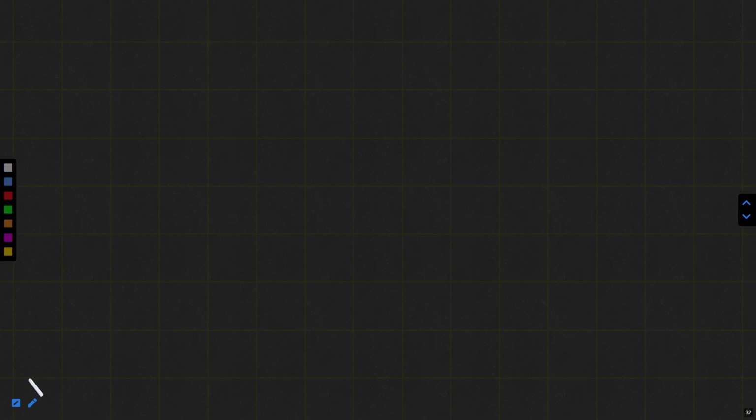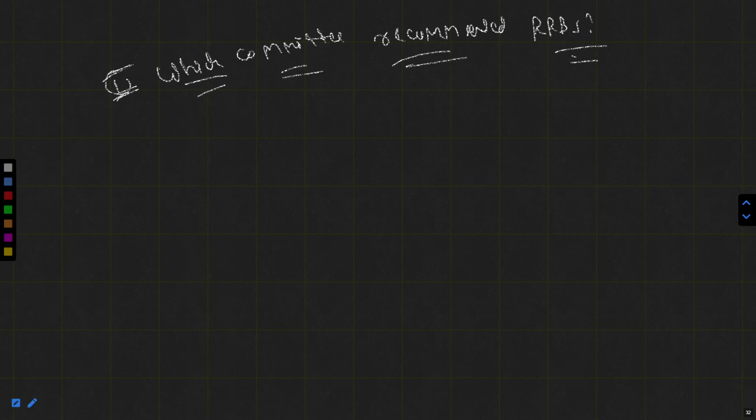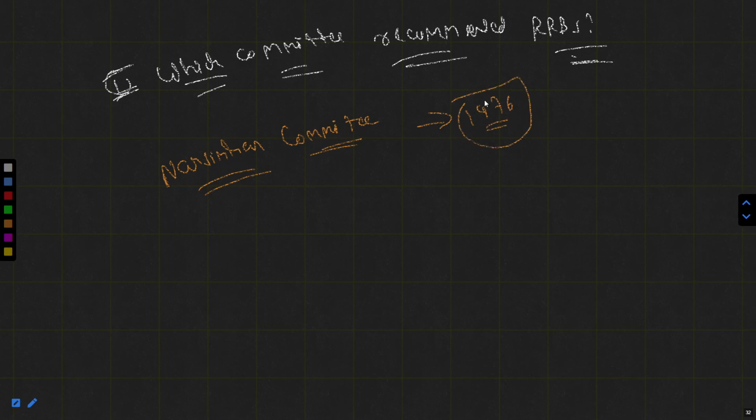This was a complete need of the time, and there was a committee which recommended the formation of this kind of bank. So the question is, which committee recommended RRBs? The committee was the Narasimhan Committee, 1976. That was the committee which recommended the formation of a specialized bank in some specialized areas for meeting the need of the time. And these banks were known as the regional rural banks.